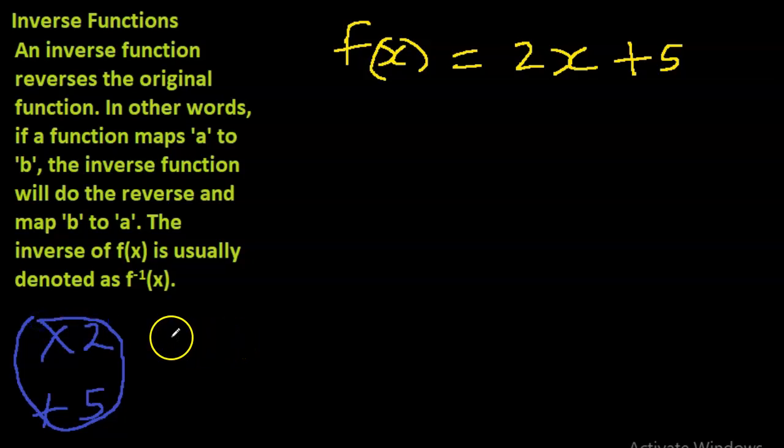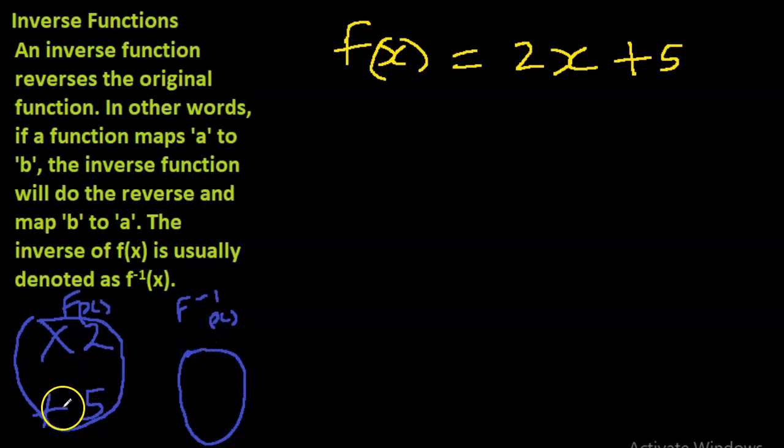Now, for the inverse, we're going to do the exact opposite. This was what was done in the original function. The inverse function, we're going to be doing the exact opposite in reverse order. So notice, the last thing that was done here was adding 5. We'll do the opposite of that, which is minus 5. And then the first thing that was done was multiply by 2. We'll do the opposite of that last, which is dividing by 2.